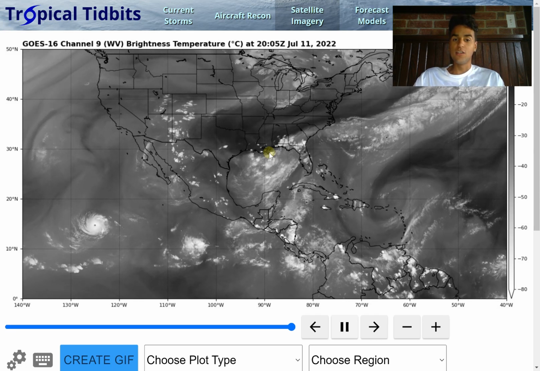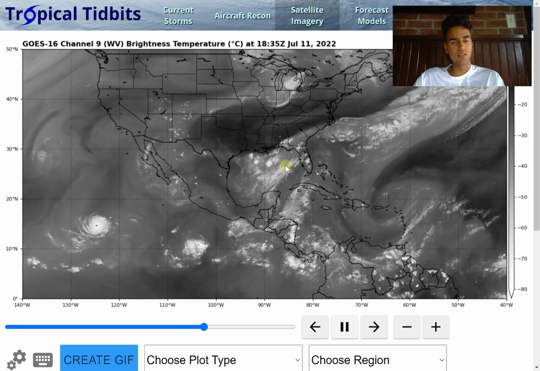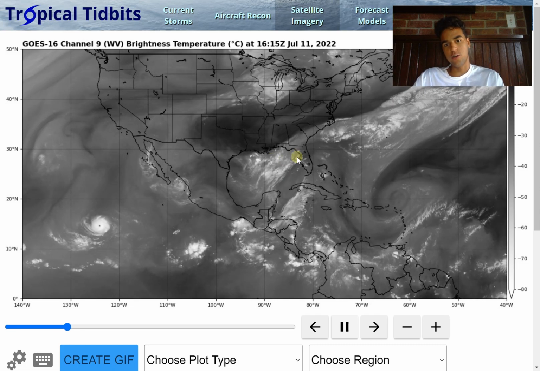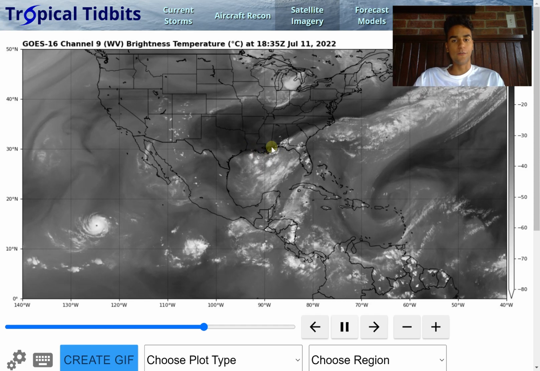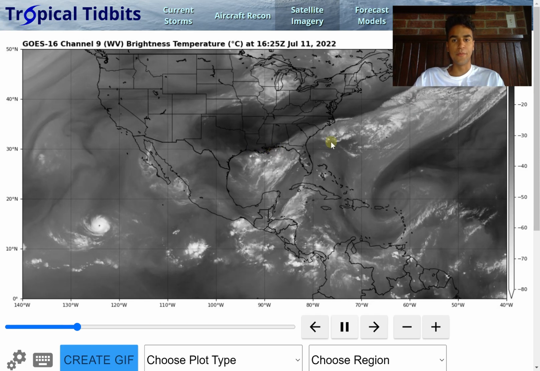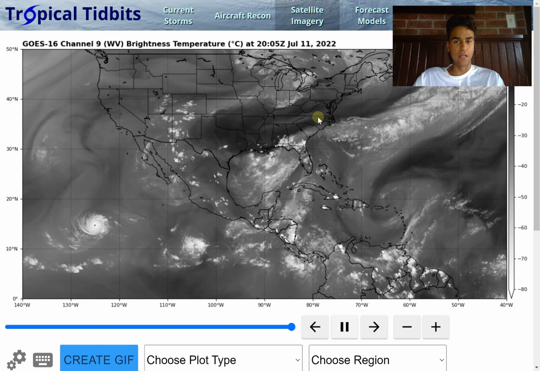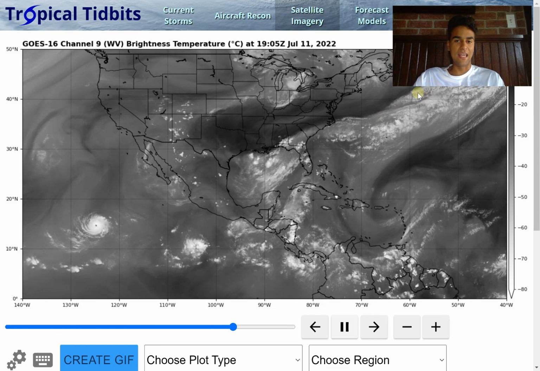So let's begin. I'll take a look at the current water vapor imagery, and this is the disturbance we're watching. So a surface level low is pretty much meandering over the Gulf Coast at this time, which pretty much built off of this mid-level trough that's moving through into the open Atlantic at this time.